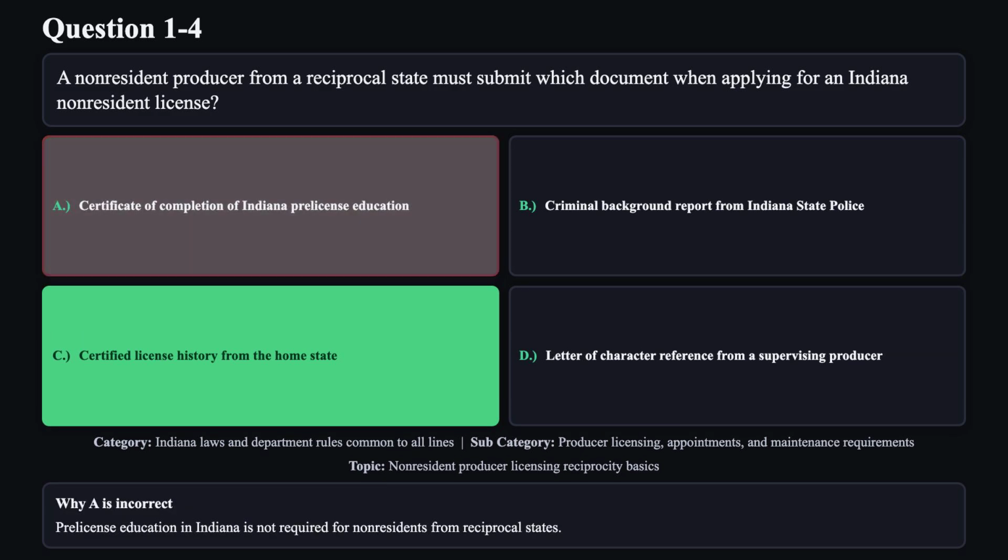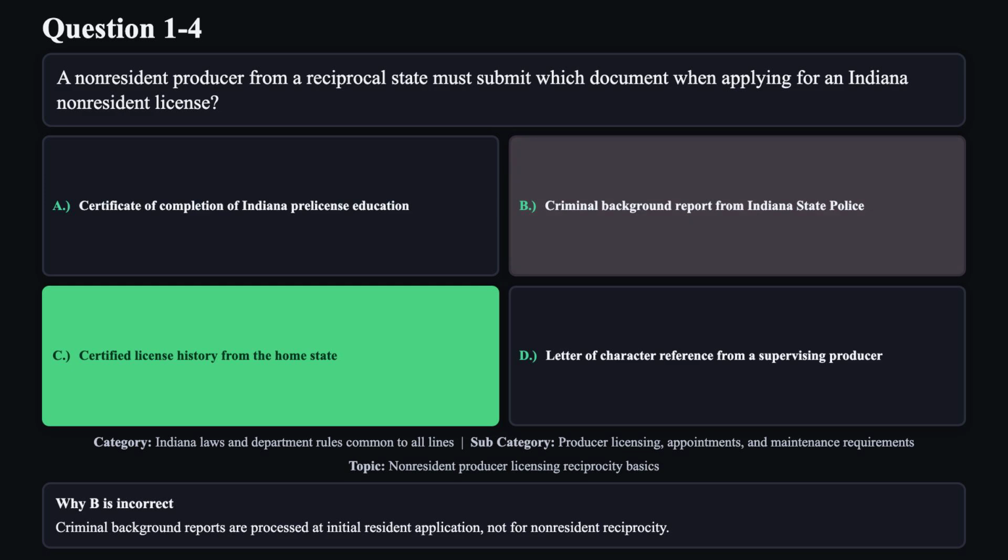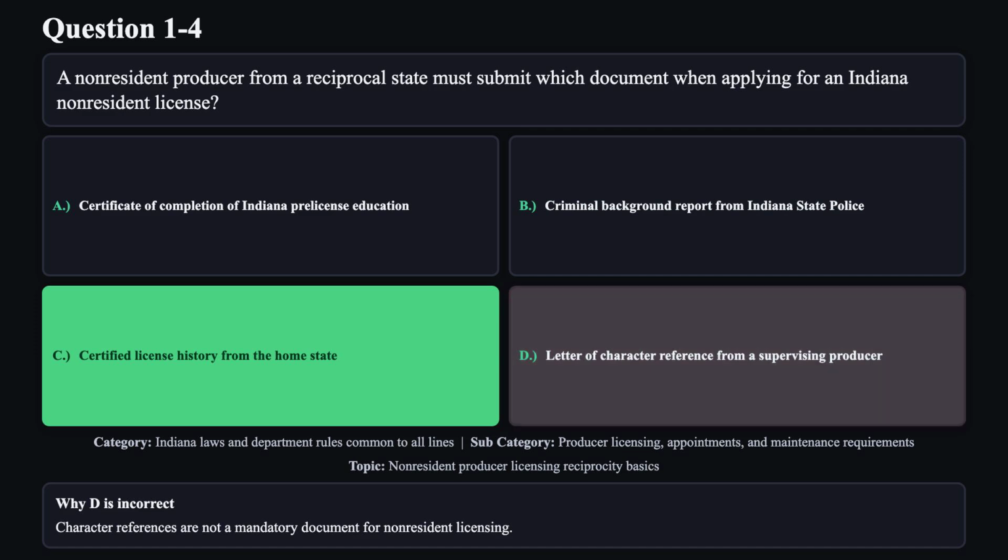Reason A is not correct. Pre-license education in Indiana is not required for non-residents from reciprocal states. Reason B is not correct. Criminal background reports are processed at initial resident application, not for non-resident reciprocity. Reason D is not correct. Character references are not a mandatory document for non-resident licensing.